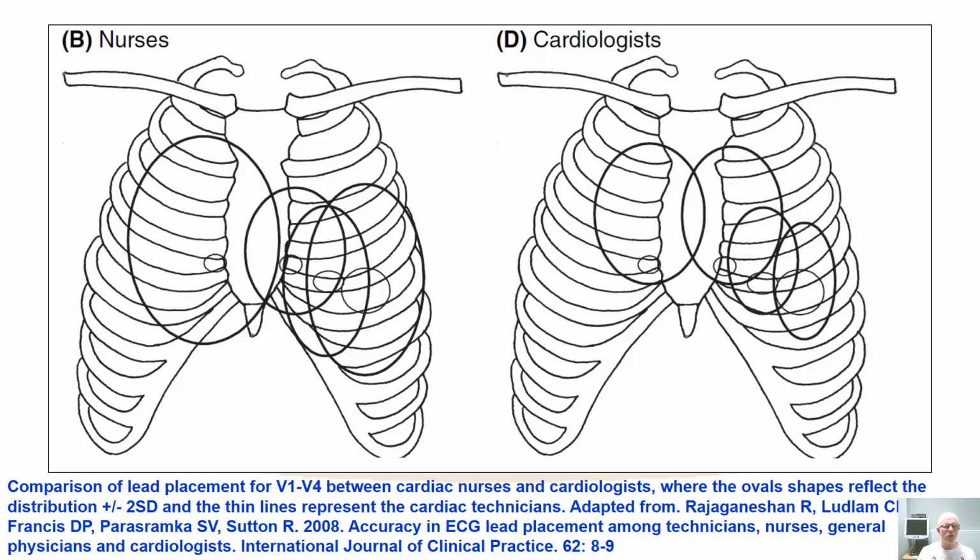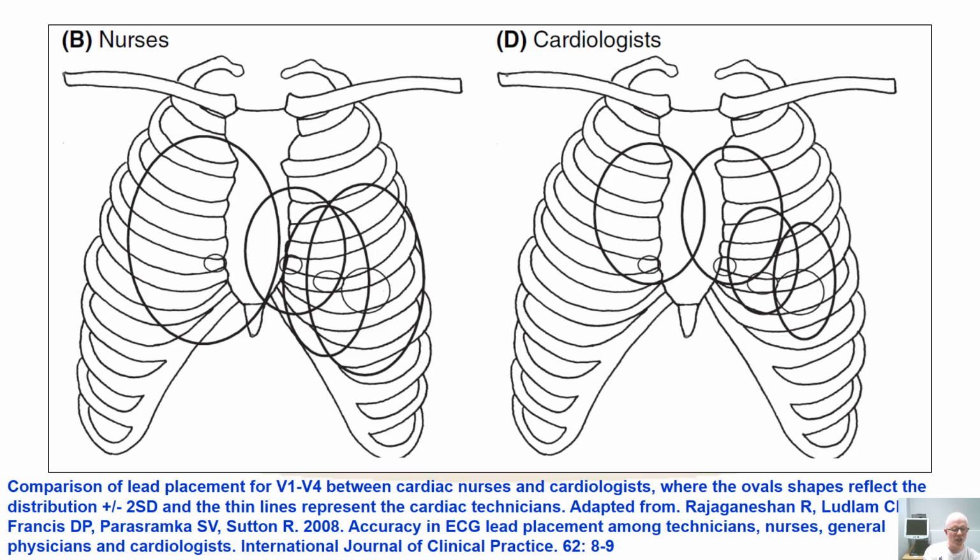Well, if you look here, we've got a comparison between nurses and cardiologists. So this is the lead placement. Again, this is V1 to V4, and you can see the nurses on the left, and the cardiologists on the right. What the shapes refer to is the standard deviation. It's plus or minus 2 standard deviations of the mean, so it's the spread. If you look for the thin lines, they actually represent where the cardiac technicians, the experts, are placing the leads. Can you see? Look at the difference.